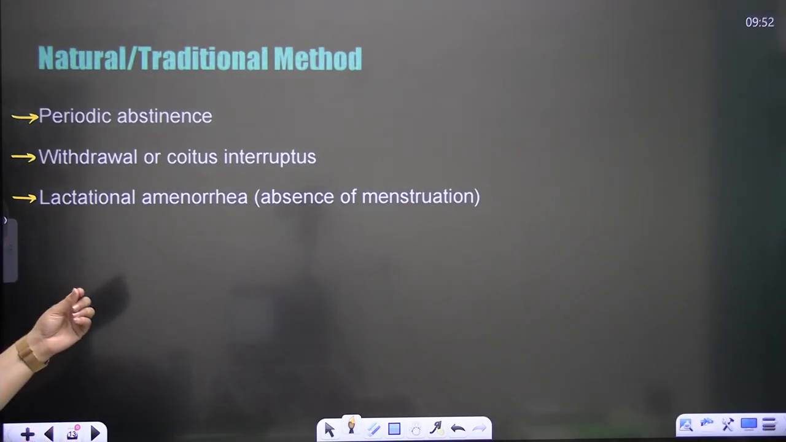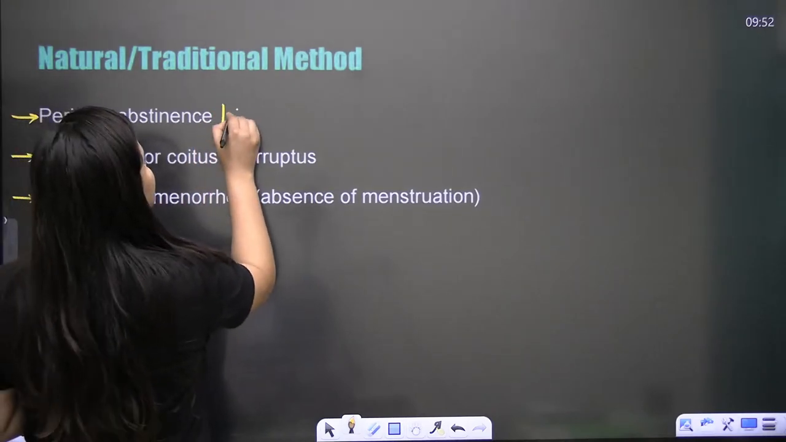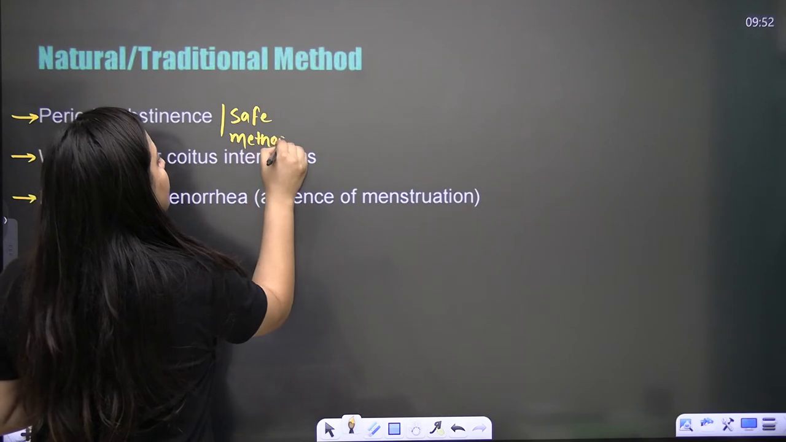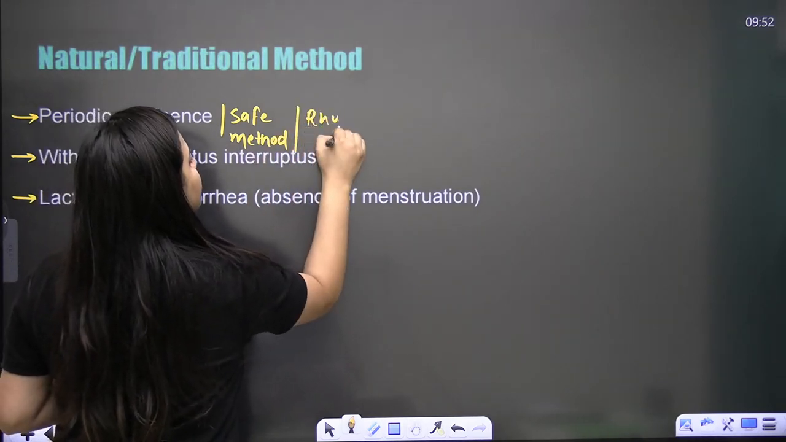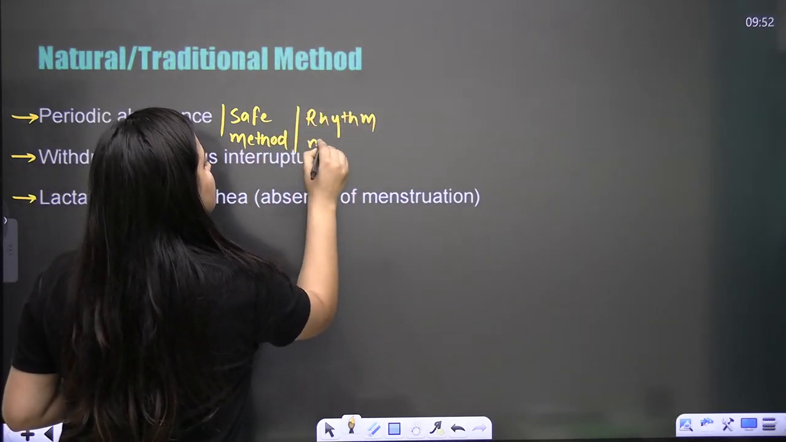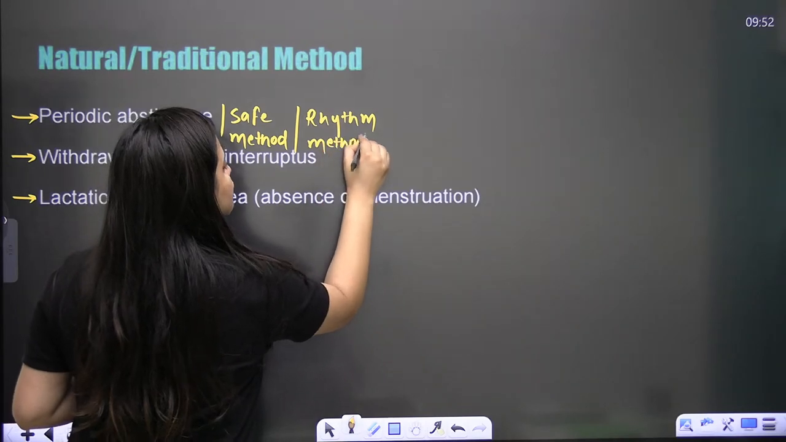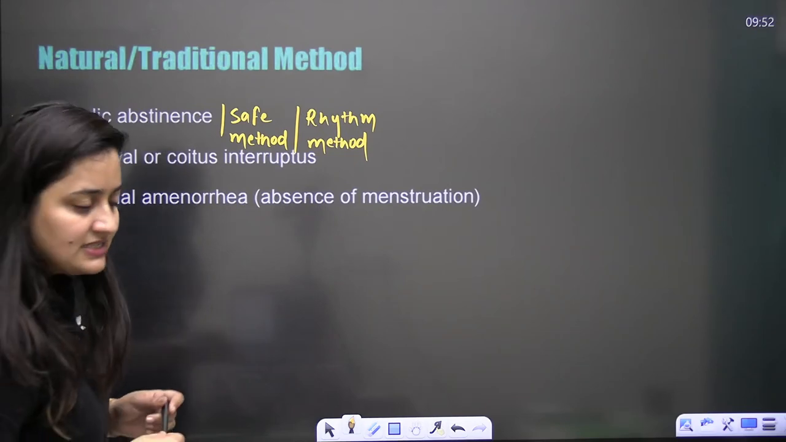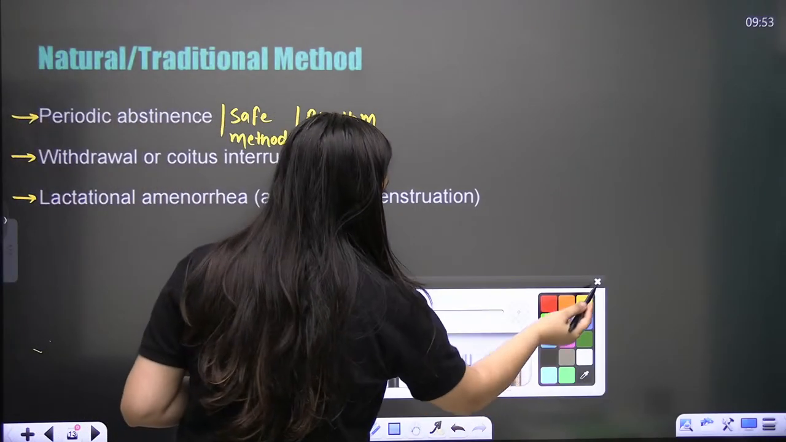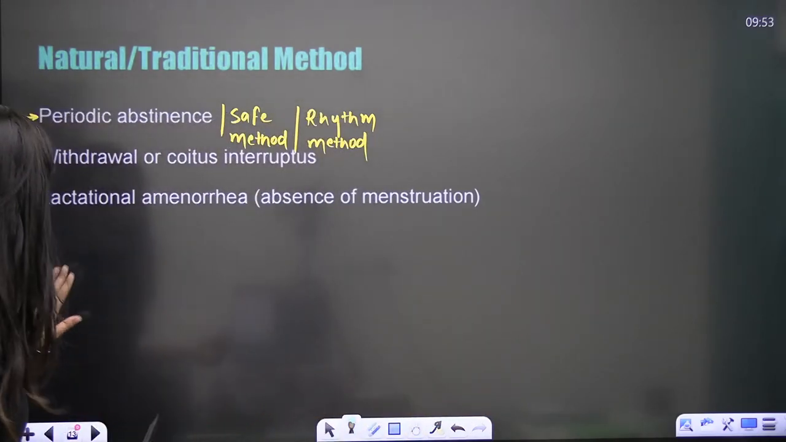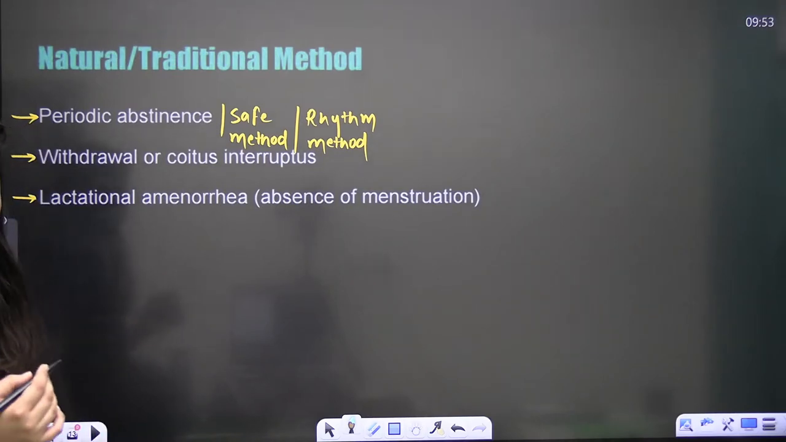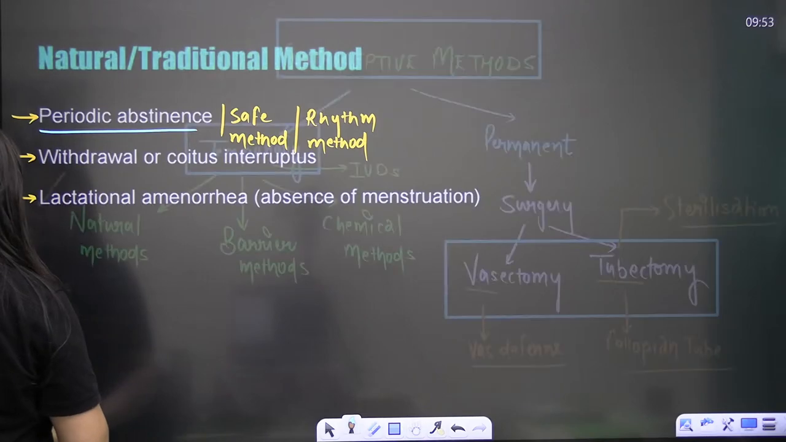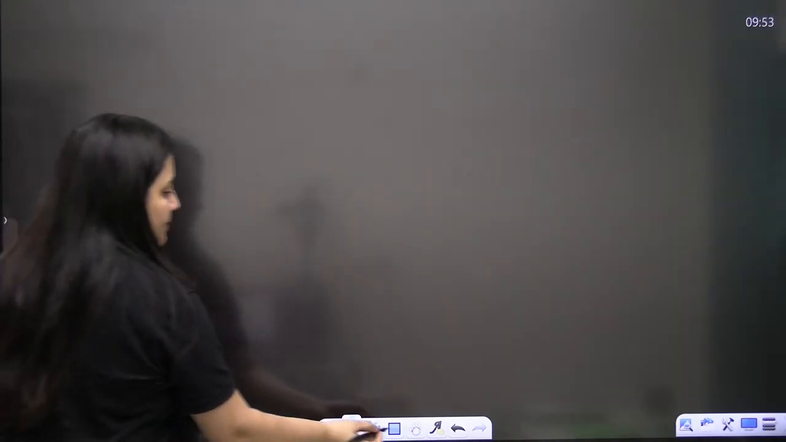Periodic abstinence. It is also known as the safe method, and also known as the rhythm method. Do you know about it? Yes, the safe method and the rhythm method it is. Periodic abstinence. But to understand this method, you should know about the menstrual cycle.